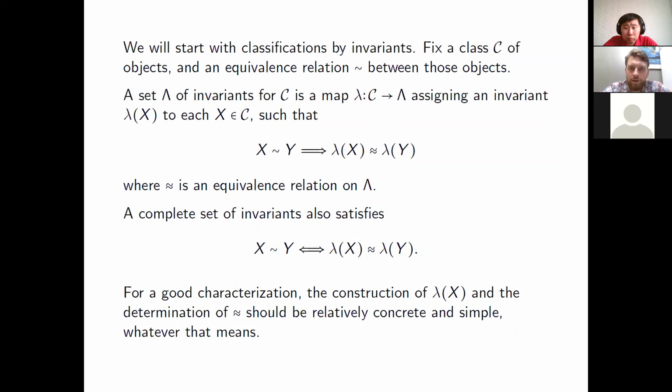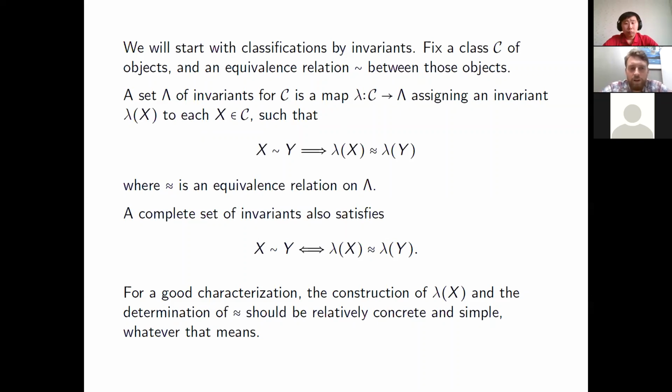And often, for something like a vector space, the invariant is the dimension, and then the equivalence relation on the invariants is just equality. But if you're looking at something like homology, then your invariants are groups, and the equivalence is isomorphism of the homology groups. So you might have to have an equivalence relation on this space of invariants.